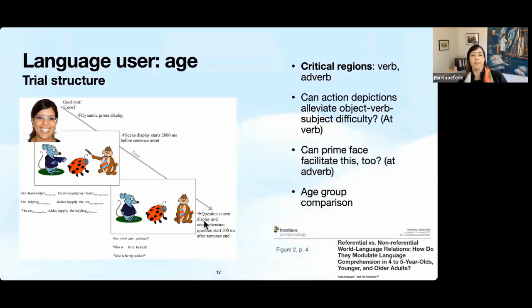All right, the critical regions are the verb and the adverb. And then our manipulations are, of course, the prime phase: can that facilitate anticipating the tomcat here before it's mentioned? And the action depictions, and we have the age group comparison where we might see some delays as a function of younger and older age.